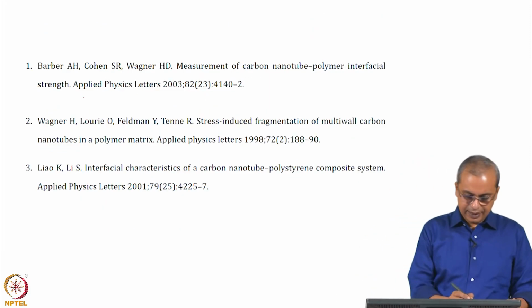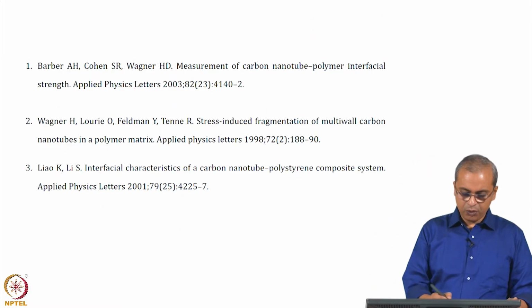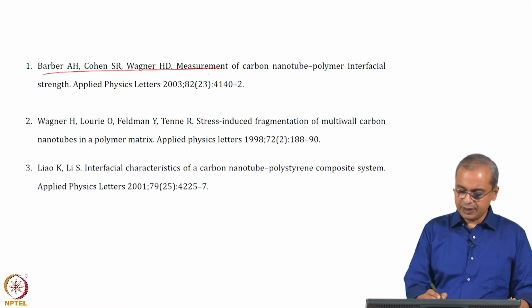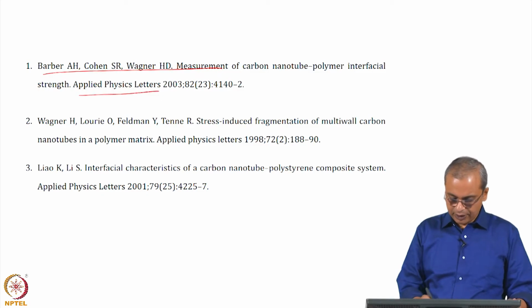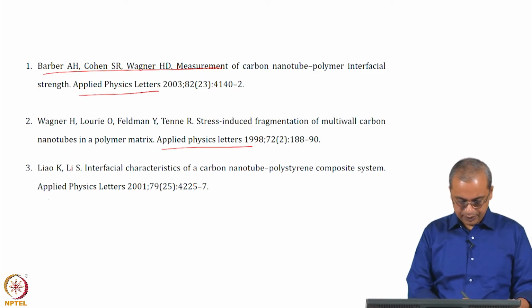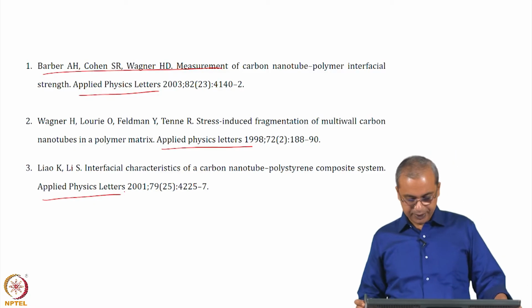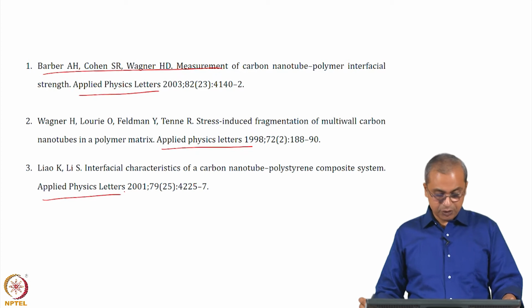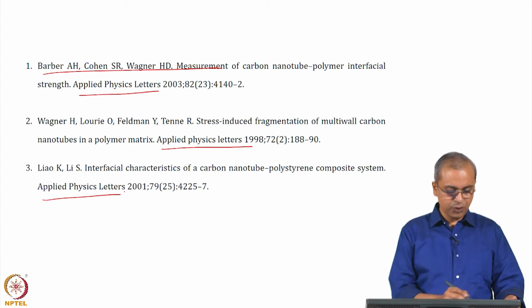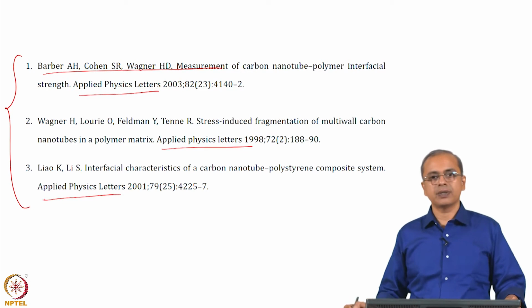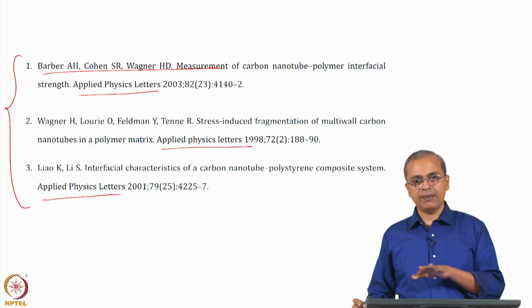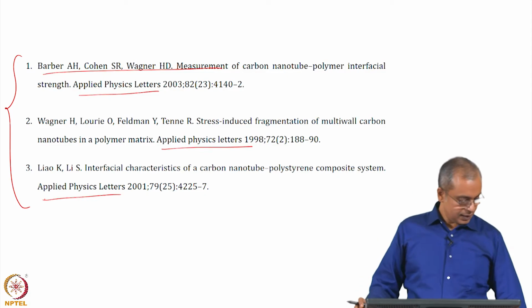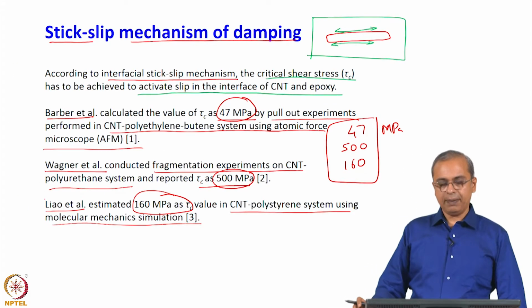Now, these are the references, so you can go and look at them to get a better idea of the work. Applied Physics Letters. I think in this particular case these three are all APL publications from around 1998 to 2003, and this is a fairly prominent journal. So, you can go and look them up and get a more direct idea of how they have done this and come up with those values. So, that is the stick-slip mechanism of damping.